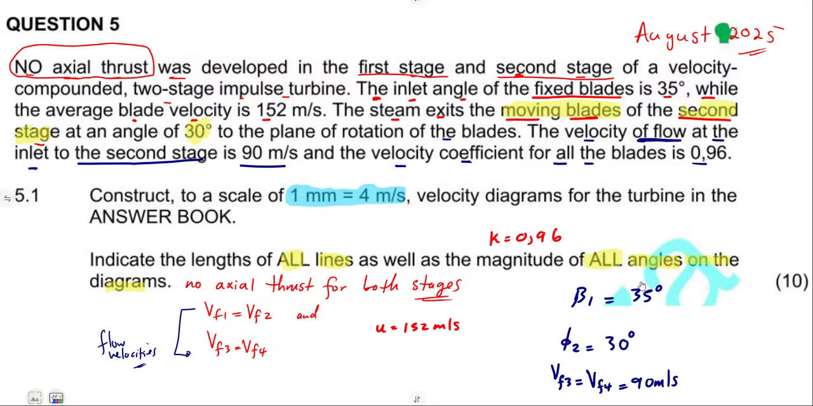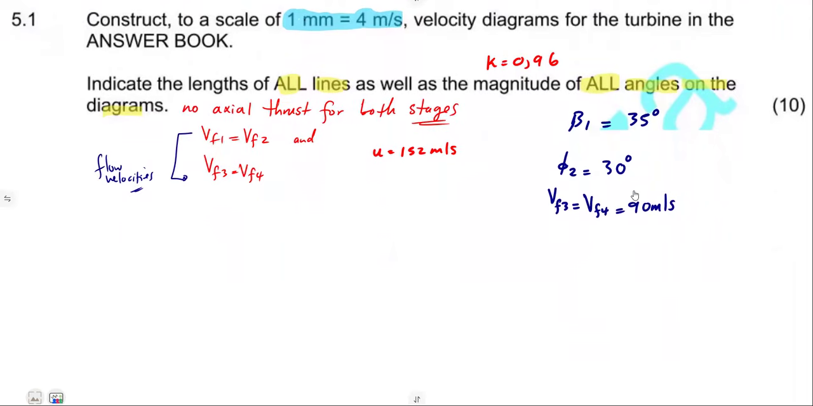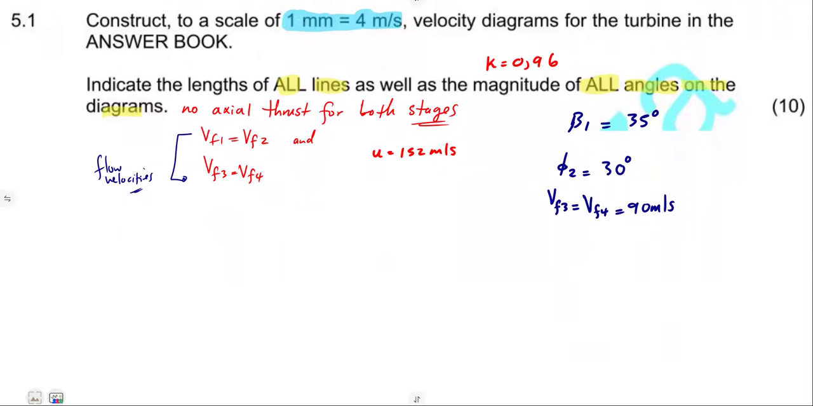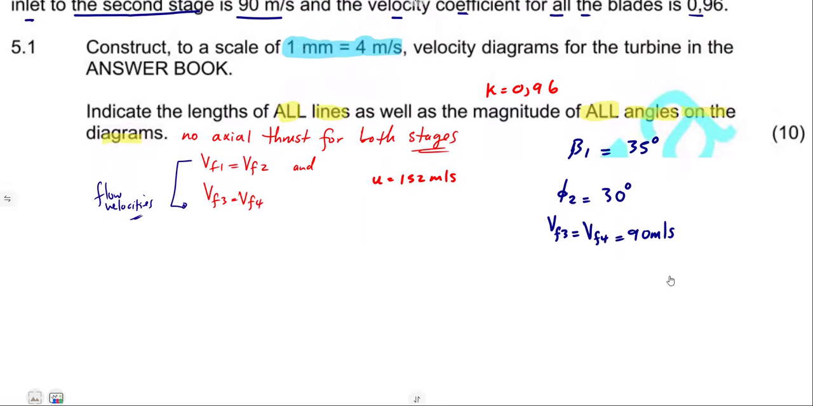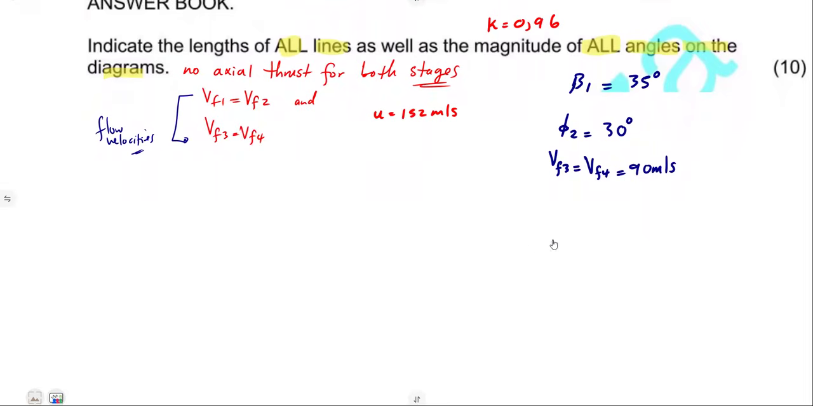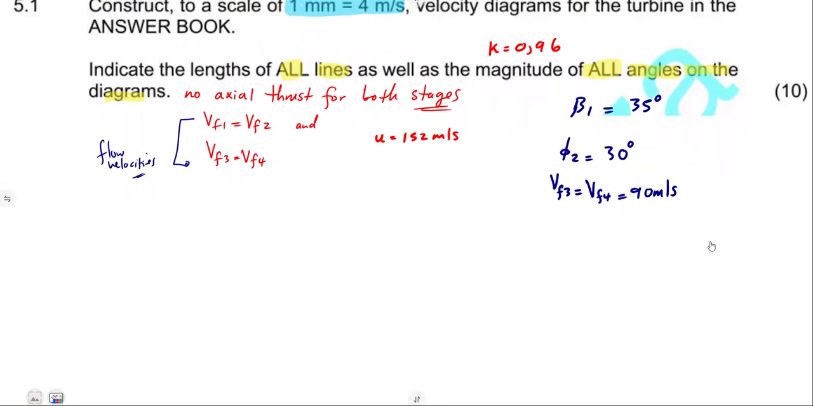So we need to construct according to the given scale. All right, so we're just going to try to have a sketch. From what you're given, we are going to try to produce a sketch and figure out what it is that we can work with from that given sketch.